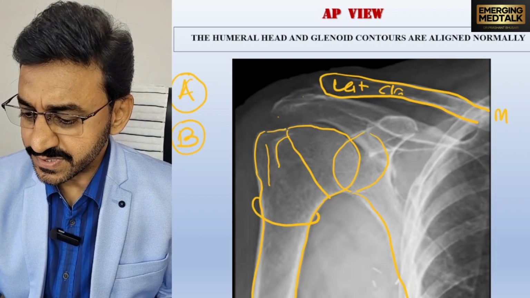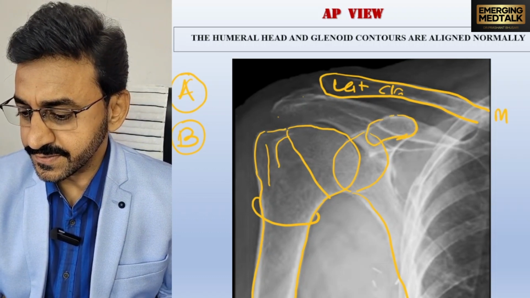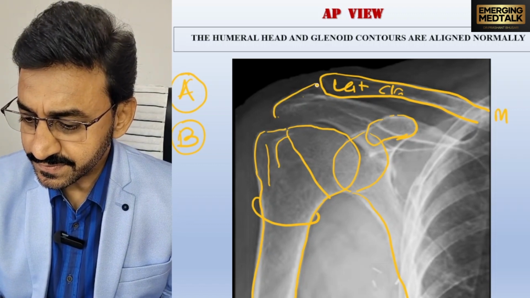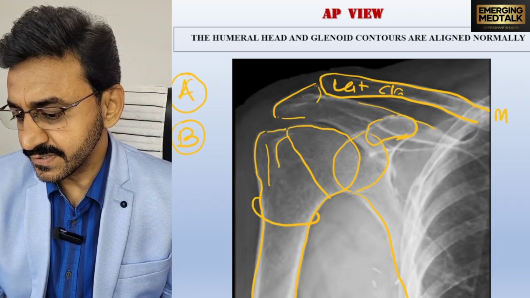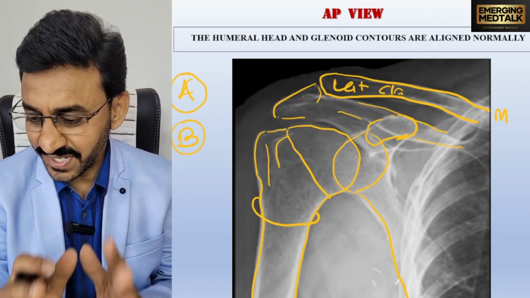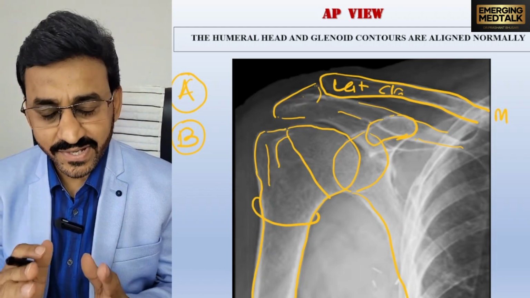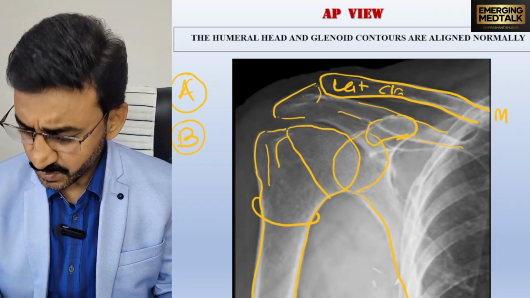Then there are various processes. Here is the coracoid process of the scapula. Here is the acromion process, and here we can see the spinous process of the scapula. So we have seen the humerus, then the clavicle, and the scapula and its various parts.